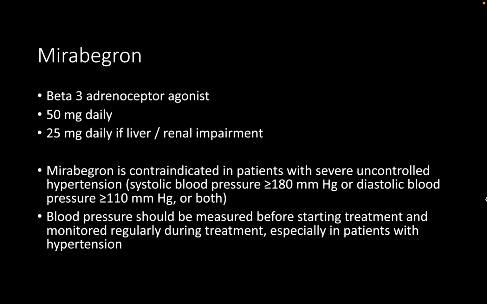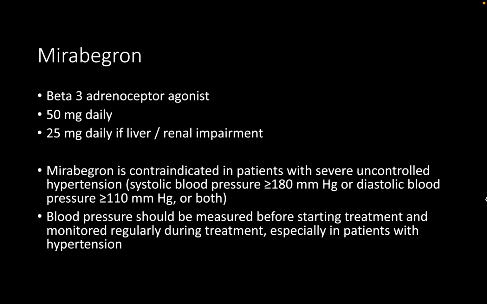Okay, what are the contraindications? So these are an uncontrolled hypertension where the systolic blood pressure is greater than 180 millimeters of mercury, or the diastolic is greater than 110 millimeters of mercury. They also include severe hepatic impairment, a GFR of less than 15, and breastfeeding.